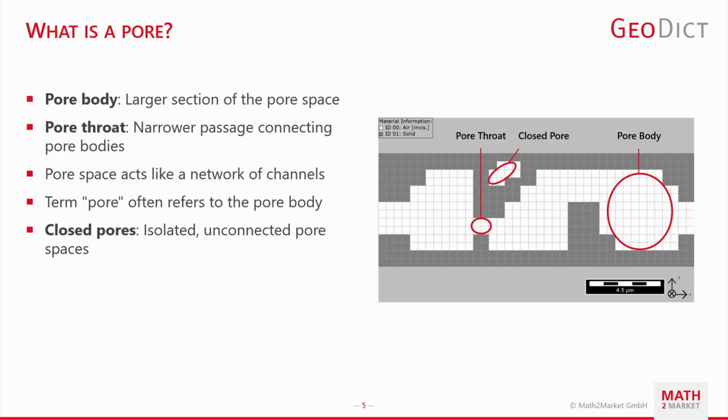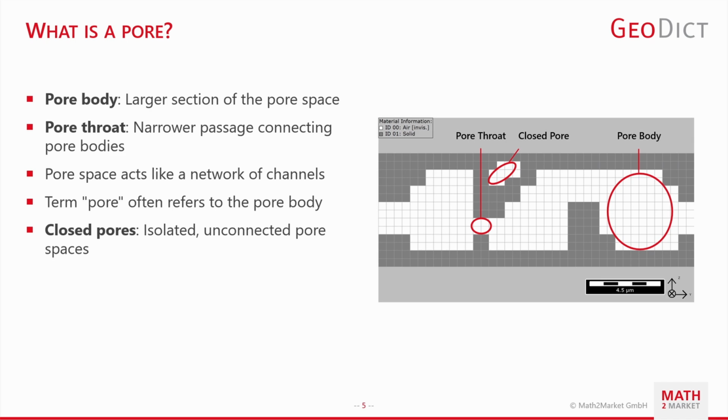In GeoDict, different methods are available to determine the size of a pore. Before describing them in more detail, we answer the following questions. What is a pore? And what is a pore body? And what is a pore throat, also known as pore neck? Structures in GeoDict may consist of solid voxels and non-solid voxels. The non-solid parts are also called pore space. The pore space may be empty or filled with a fluid material.